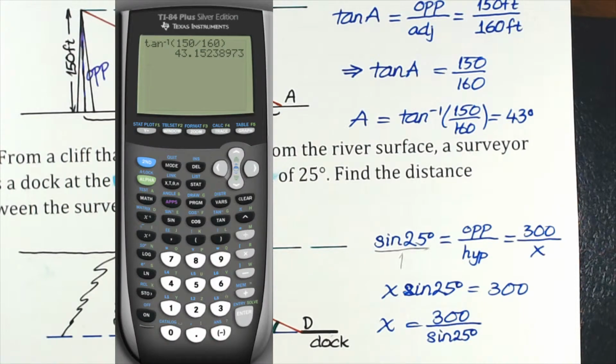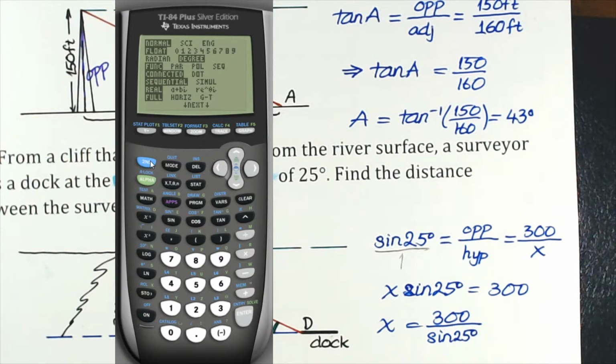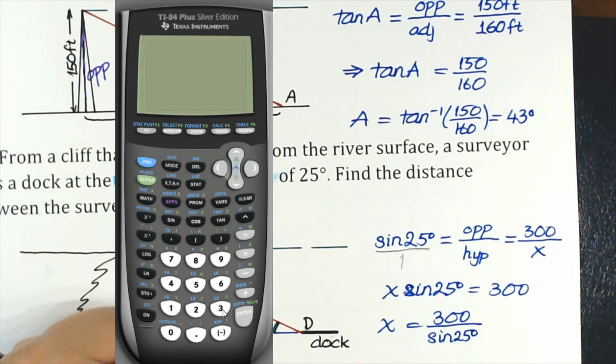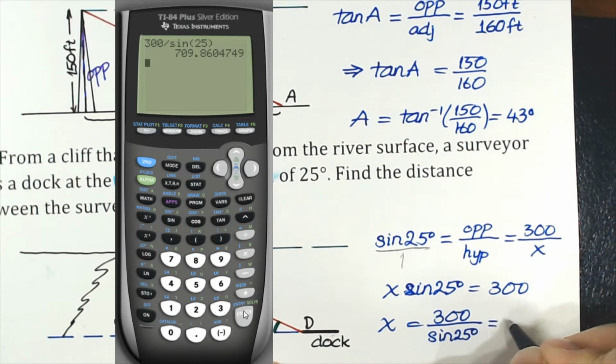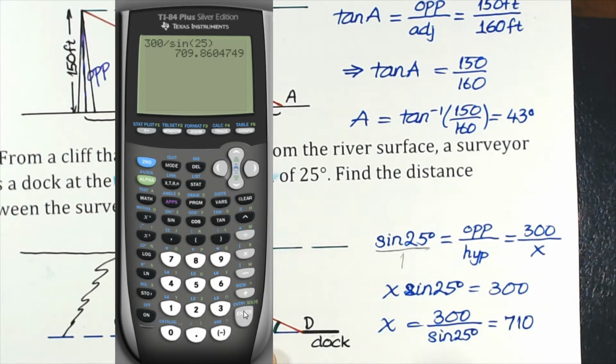And we bring up the calculator again. Yes, it's still in degree mode. Every time we use a trig function on the calculator, we need to make sure that it is in the right mode, degree mode here. So that's good. So 300 divided by sine of 25 degrees, and that's 709. Let's round that to the nearest meter, so 710 meters.